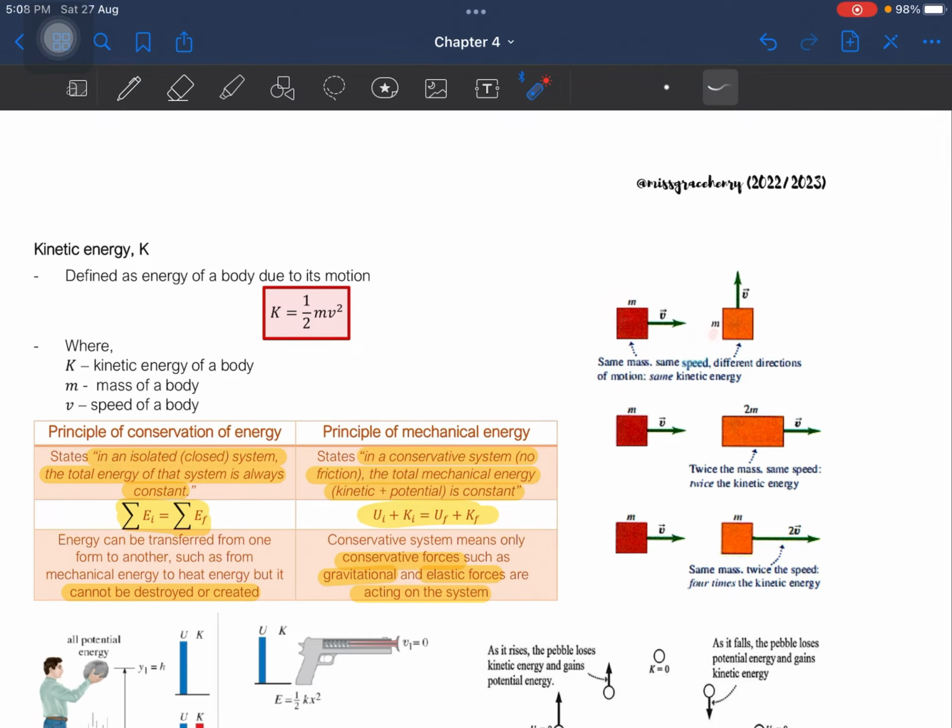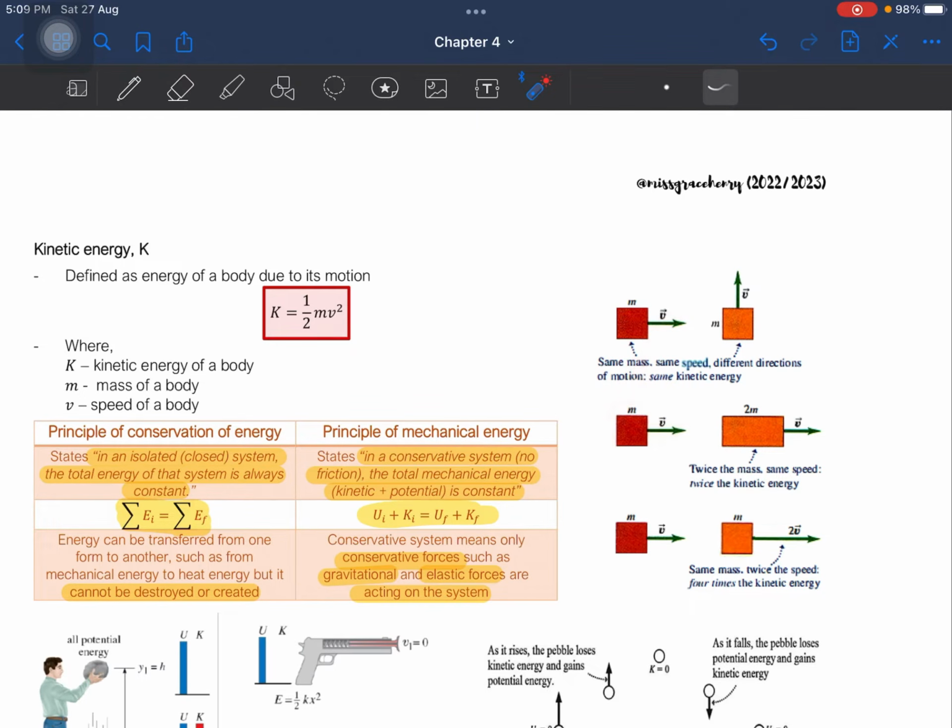Okay, so let's look at this situation. So both blocks have the same mass and same speed, different directions of motion. Okay, so sekarang ni, remember kinetic energy, it depends on both mass and velocity. So bila both object has the same value, has the same magnitude, sama ke tidak kinetic energy? Mestilah sama, sebab kinetic energy bukan depends on direction, it depends on the magnitude of mass and velocity. So akan sama.